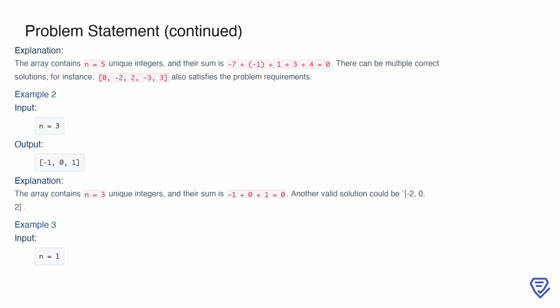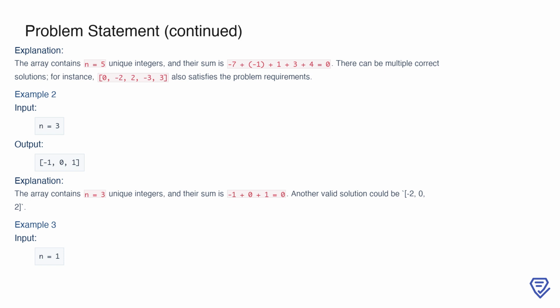Now, consider why the output array satisfies the requirements. In the first example, the integers -7, -1, 1, 3, and 4 are all unique and add up to 0. Notice that there are many possible answers to this problem. For instance, 0, -2, 2, -3, 3 would also work because it follows the same rules. The array has 5 unique integers, and their sum is 0.